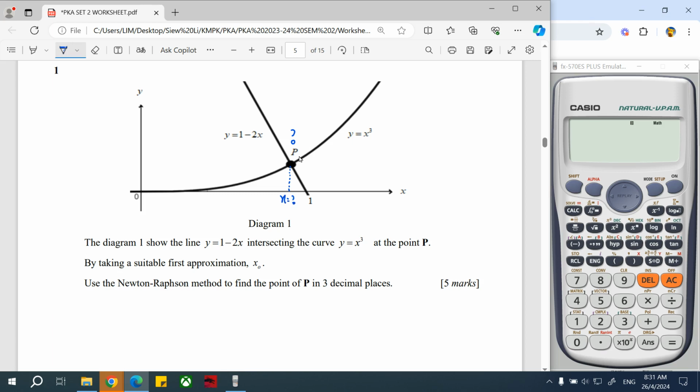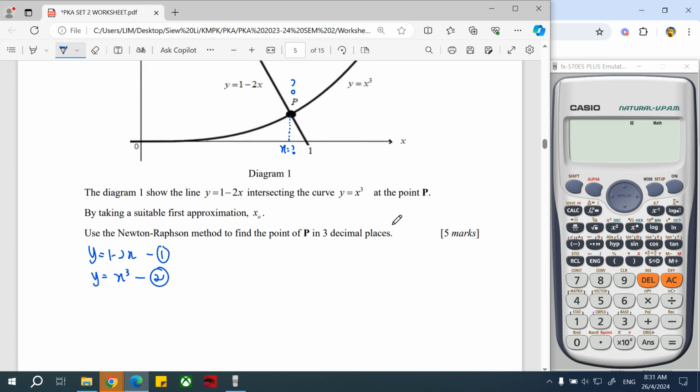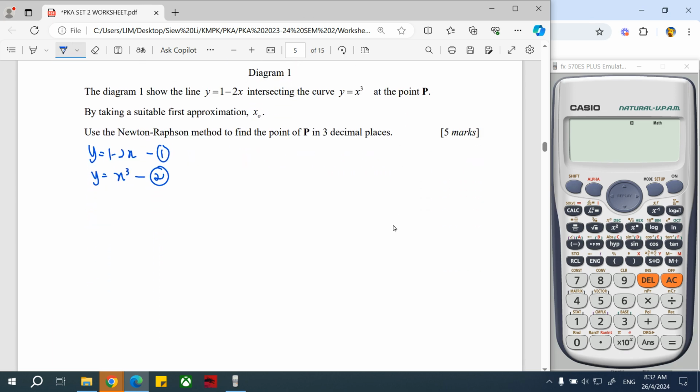It means they want to find what your x is. So when you want to find the intersection point, you need to solve 2 simultaneous equations. The first equation comes from your line, y equals 1 minus 2x, and the second equation comes from your curve, y equals x cubed. Substituting both equations, you can form x cubed equals 1 minus 2x.